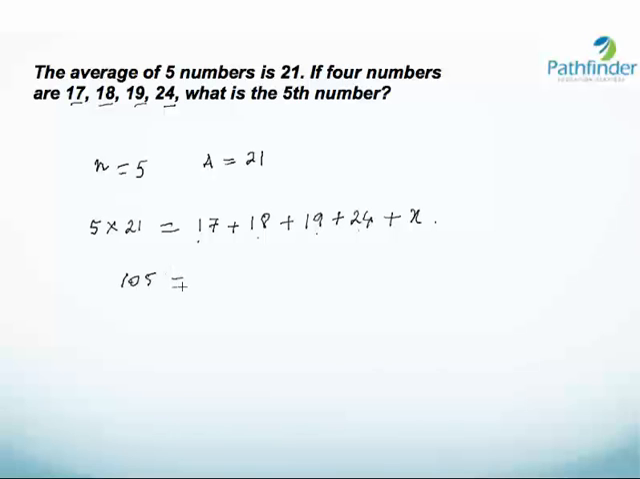5 into 21 is 105. If you add this up, we have 78 plus x, or x is equal to 27. So what is our fifth number? The fifth number must be 27. Let us solve another question based on a similar concept.